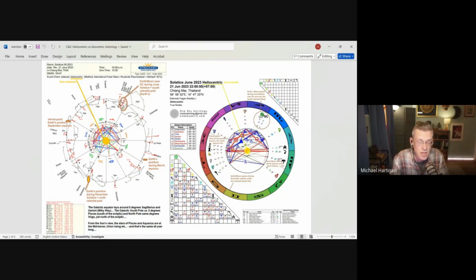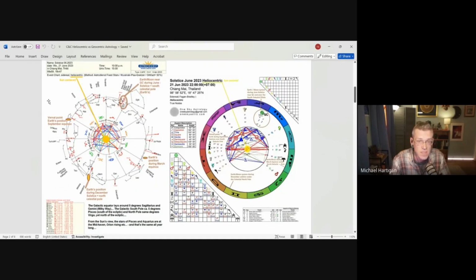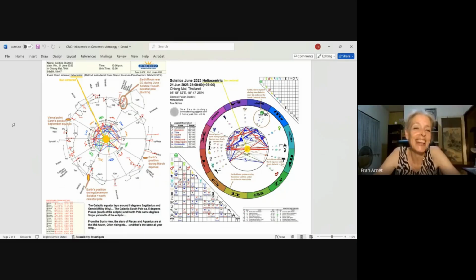Which is two heliocentric charts of the same date. On the left we have the software that Fran is using, Astrodienst, and on the right we have the software that I'm using. I just want to put a note there. Okay, thank you for that.